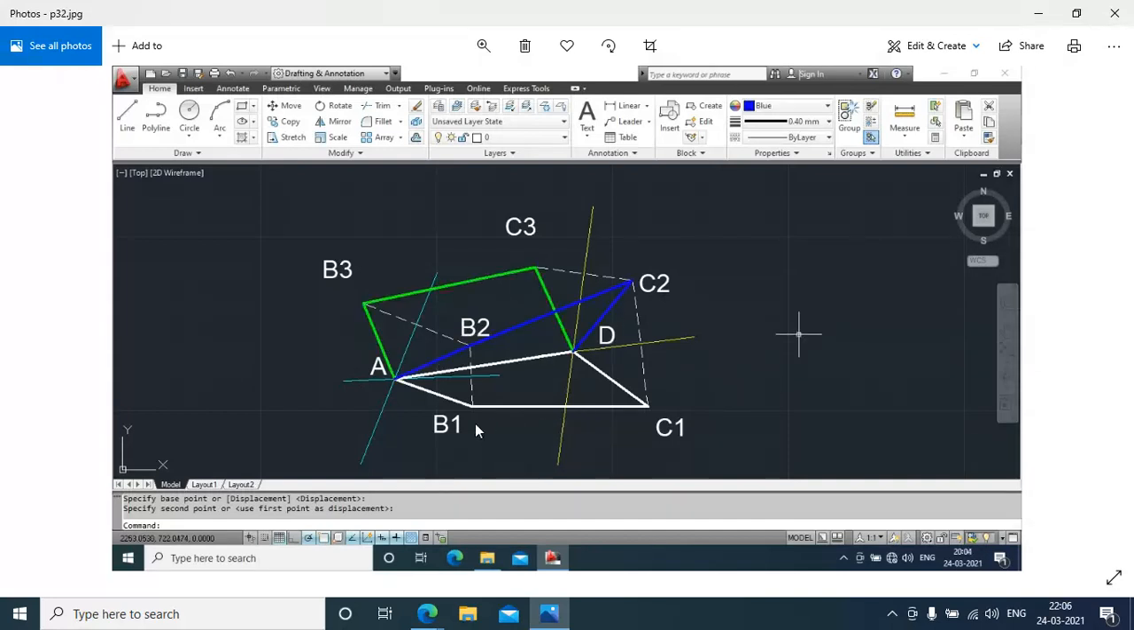These also give us the four-link mechanism, that is A, B2, C2, D and A, B3, C3, D. All three are the same. So this is our fourth problem.